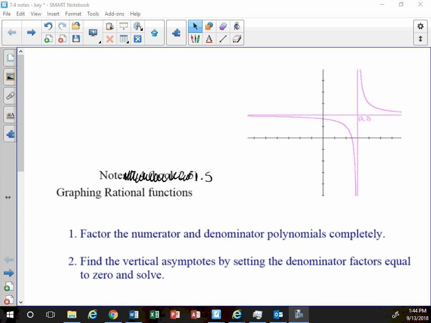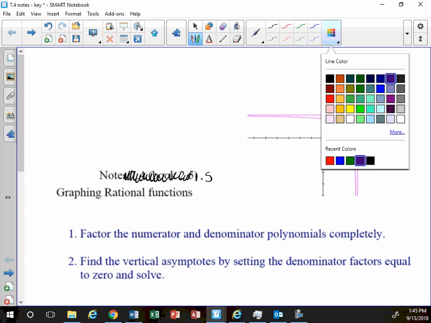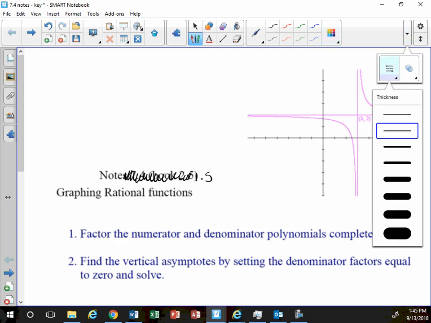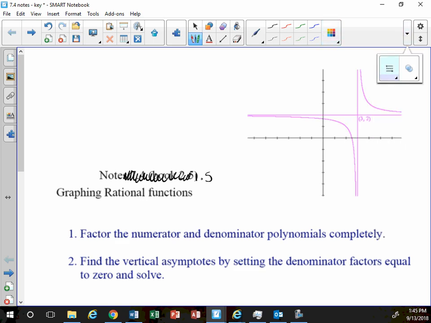Let's look at 1.5 notes in your packet. It's kind of like a half sheet page for you guys. We are going to graph rational functions today. You definitely did this in Algebra 2, but you probably did it with a calculator the entire time. So we're not doing that today, okay? You will not have a calculator for any of this.